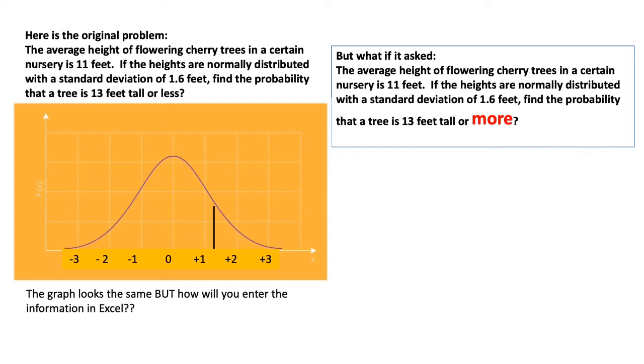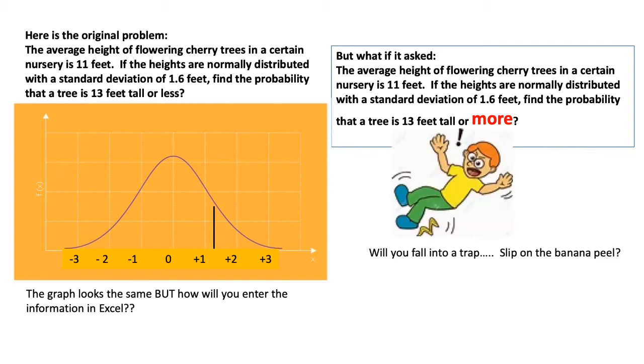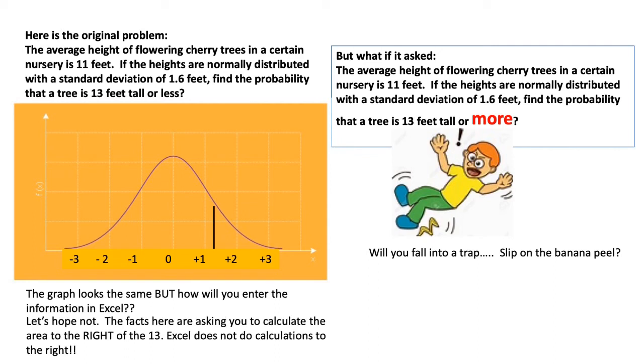The graph looks the same, but how are you going to enter the information in Excel? That's really what the question is. And I raise it this way, hopefully so it'll stick in your head. It's easy to fall into a trap. And for lack of a more substantive way of saying it, there's a banana peel out there that you could slip on if you're not careful. The question is, are you going to recognize the difference in this problem over the one that you did first?